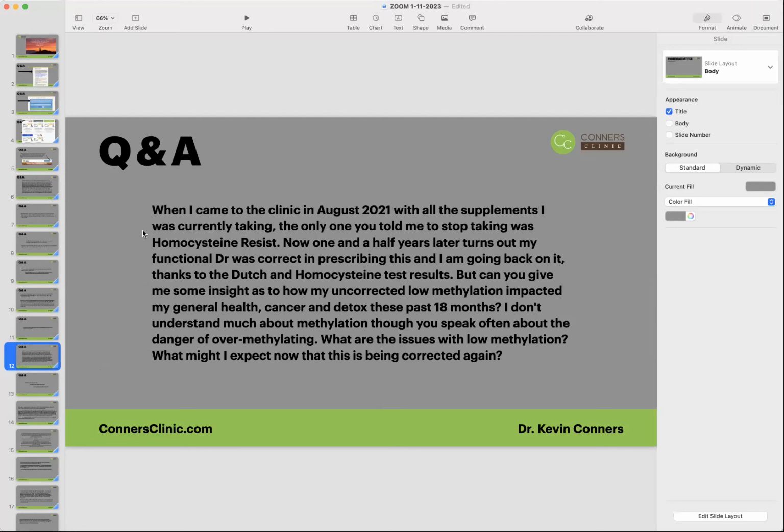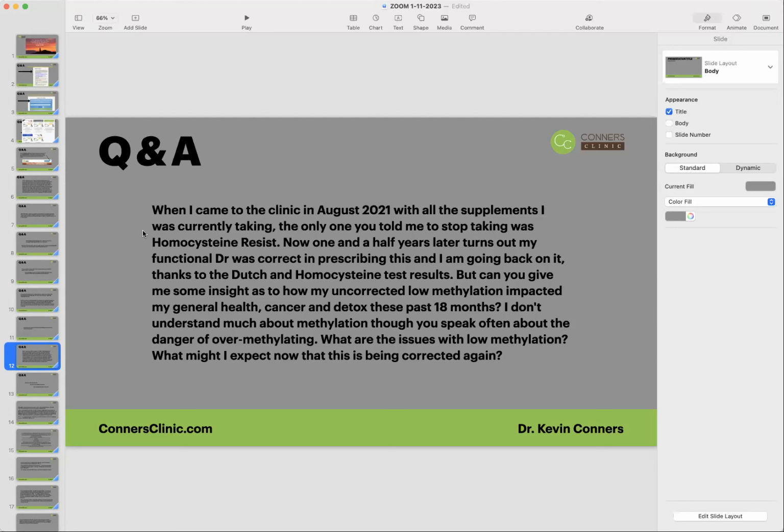When I came to the clinic in August 2021 with all my supplements I was currently taking, the only one you told me to stop taking was the homocysteine resist. Now, 1.5 years later, it turns out my functional doctor was correct in prescribing this, and I'm going back on it, thanks to the Dutch test and the homocysteine test results. But can you give me some insight as to how my uncorrected low methylation impacted my general health, cancer, and detox these last 18 months? I don't understand much about methylation, though you speak often about the danger of over-methylating. What are the issues of low methylation? What might I expect now that this is being corrected again?